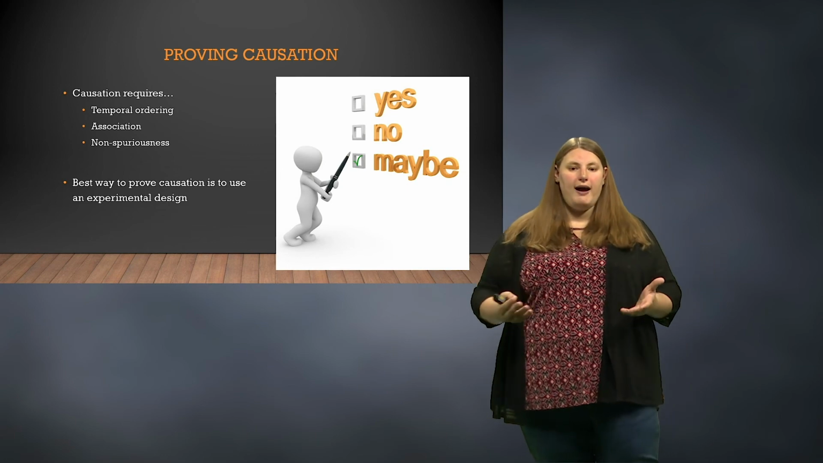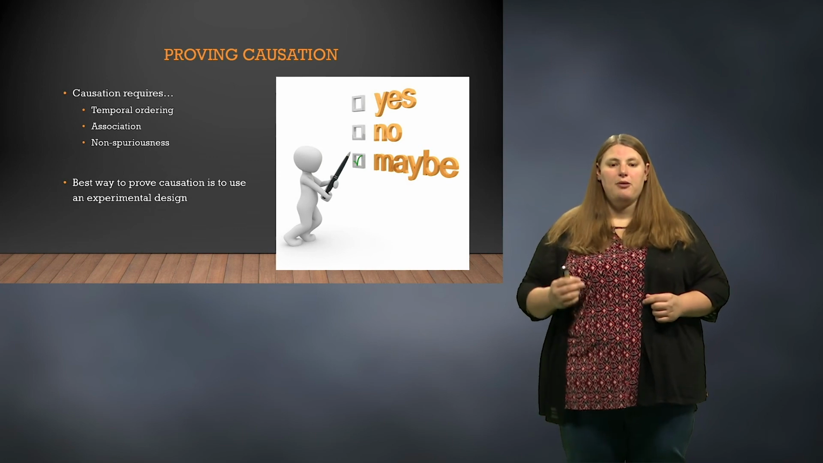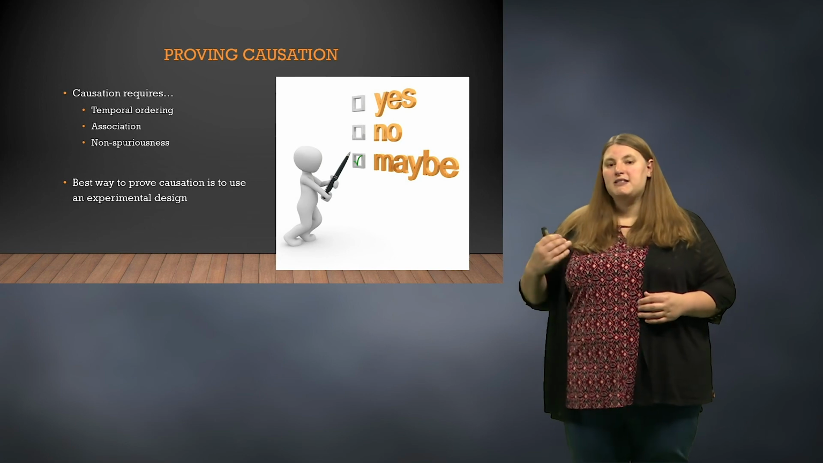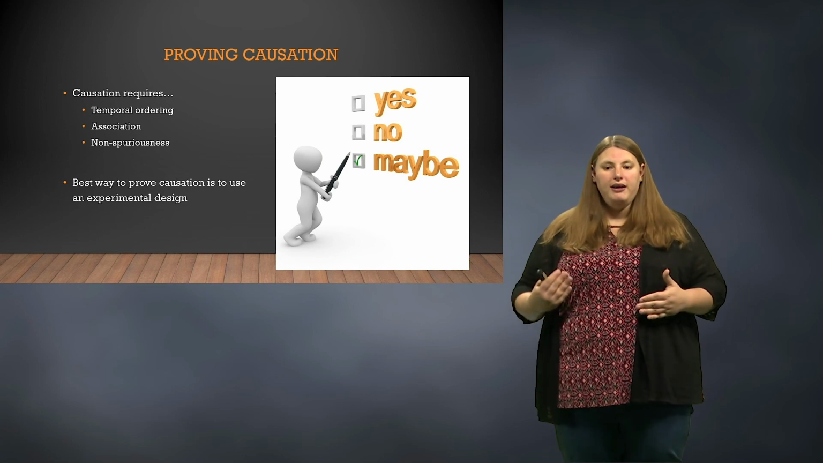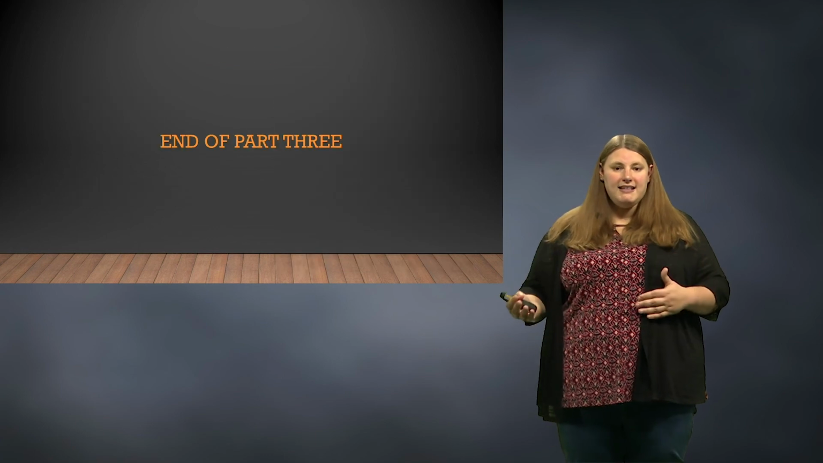So conclude wisely. The best way to prove causation is to use an experimental design. This allows you to utilize specific time dimension and experimental controls to try to ensure the best research conclusion possible. In the next module, we'll start exploring those different categories of experimental designs.